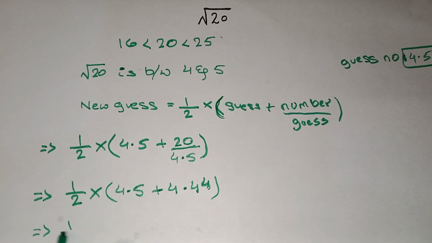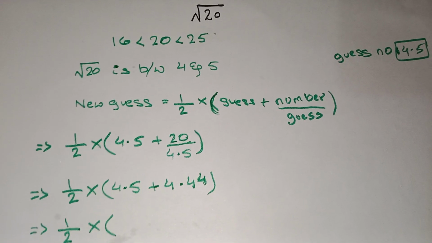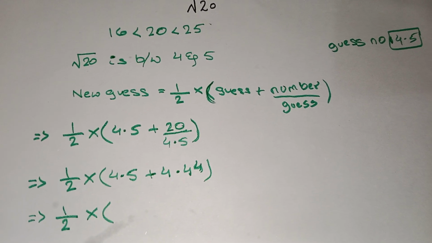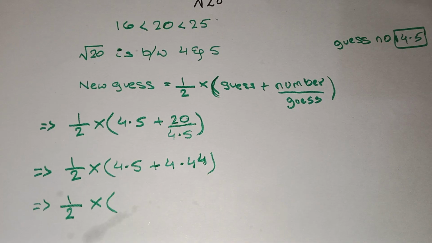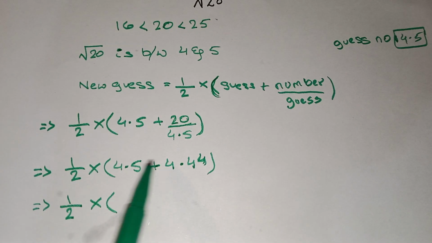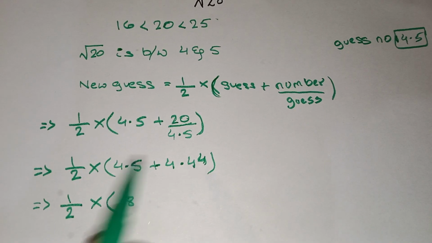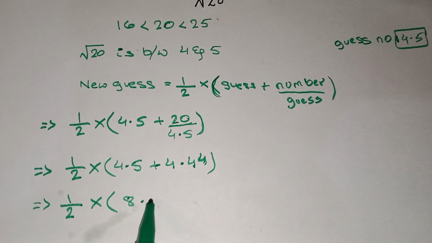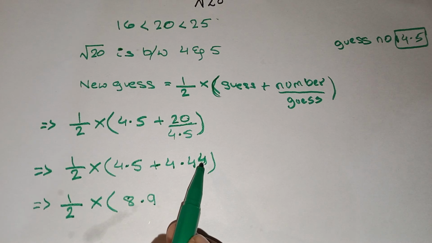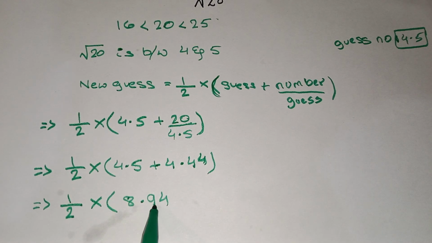Now the third step will be 1 upon 2 multiplied by bracket 4.5 plus 4.44. If you know decimal additions, which you learned in grade 5 or 6, 1 upon 2 multiplied by 4 plus 4, 4 plus 4 is 8. 8 will be written over here, then 5 plus 4, which is 9. 8.9, and 4 will be written as it is.